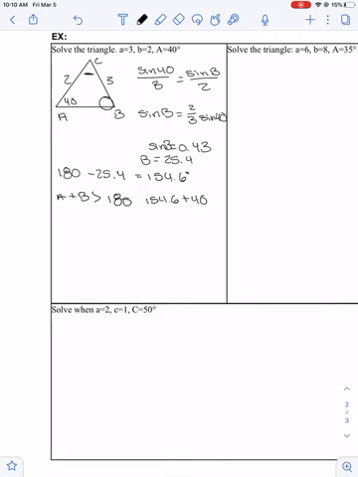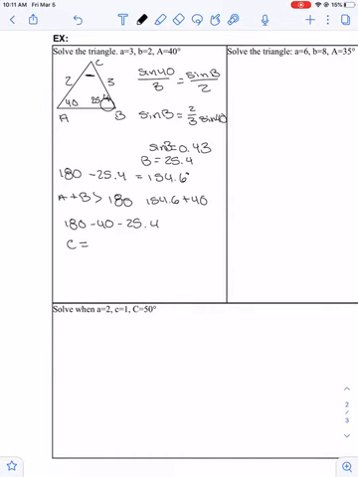We only have the 25.4 as our angle then. So angle B equals 25.4. Next, we are going to solve then for C. So 180 minus 40 minus 25.4. We get that angle C equals 114.6 degrees.